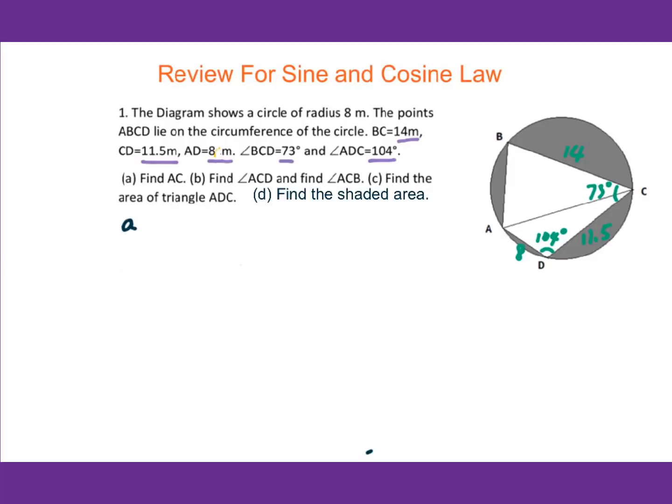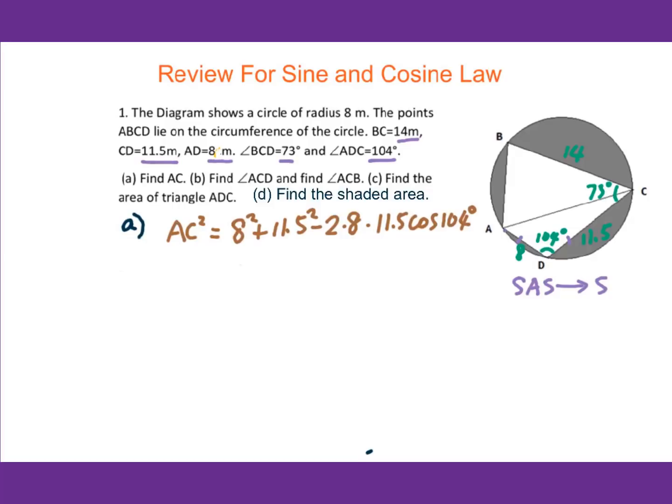For A, find AC. In triangle ADC, we are given an SAS pattern. We're looking for the remaining side. We have to use the cosine law. Therefore, AC squared equals 8 squared plus 11.5 squared minus 2 times 8 times 11.5 times cosine 104 degrees.